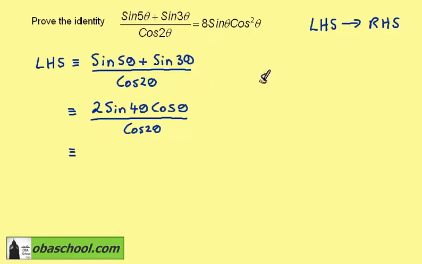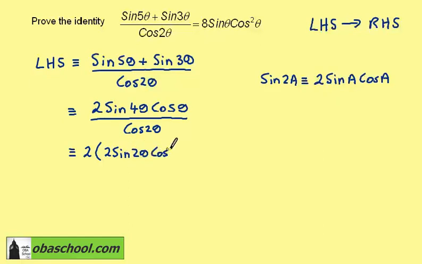Sin 4θ we can expand using the double angle formula. Sin 2A is identical to 2 sin A cos A. It follows that sin 4θ can be written as 2 sin 2θ cos 2θ. The rest of the expression remains unchanged.